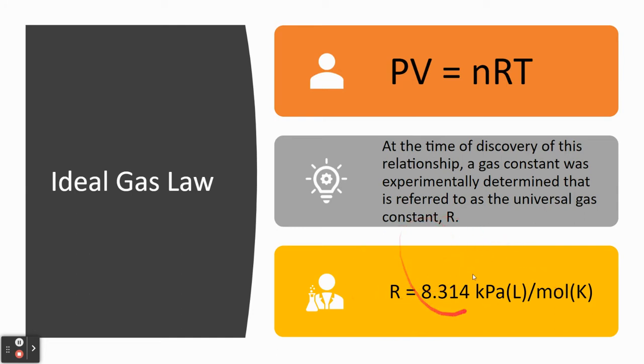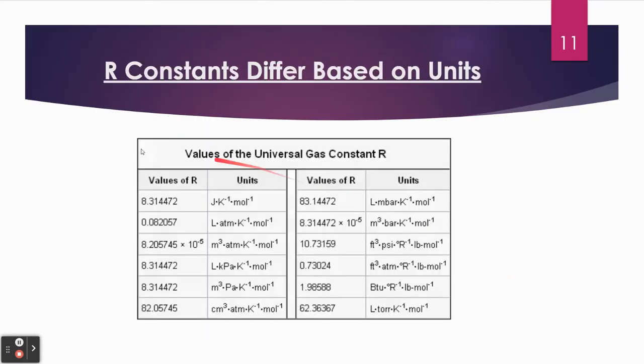Now, I did say the R constant is going to be the same all the time. In terms of the number itself, it may change depending on your units. So there's actually a table that you'll see in just a little bit, this table over here, values of the universal gas constant. It gives you what the value is depending on what units of pressure you're using. So for example, here we're using ATM. These are the units over here. So we have liters, ATM, Kelvin, mole. So depending on the units of pressure you have, you might have to use a different R value.